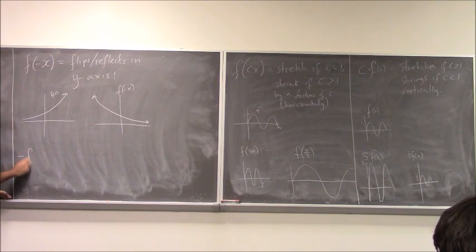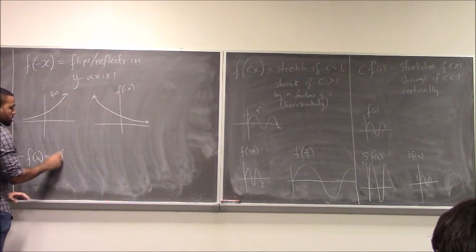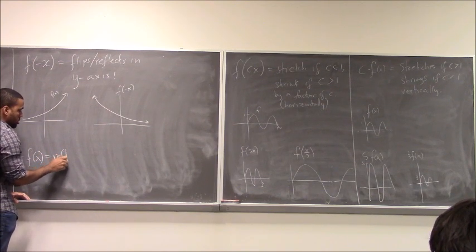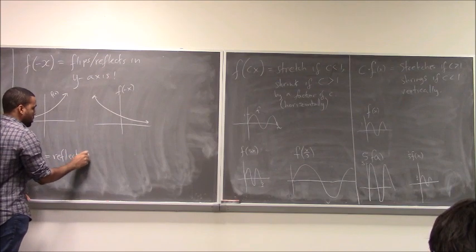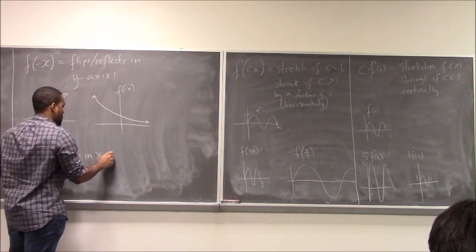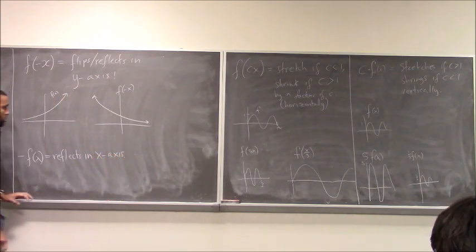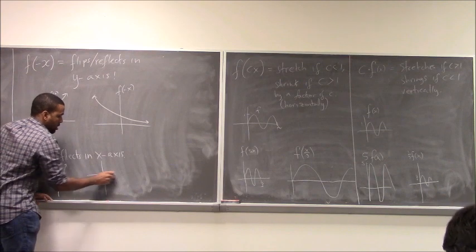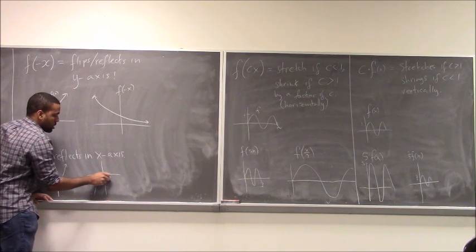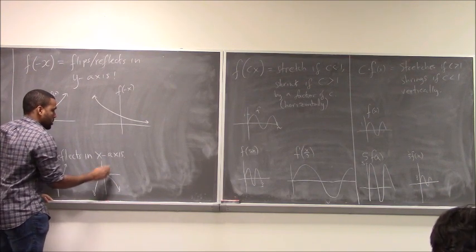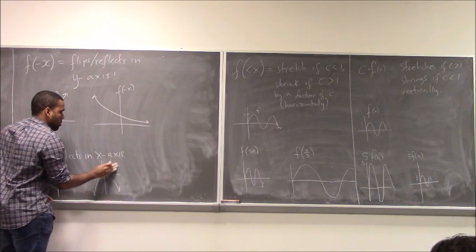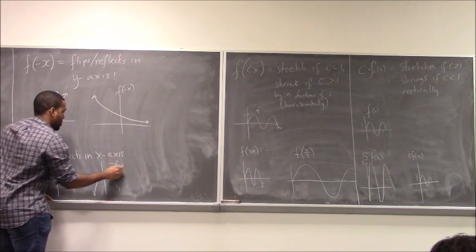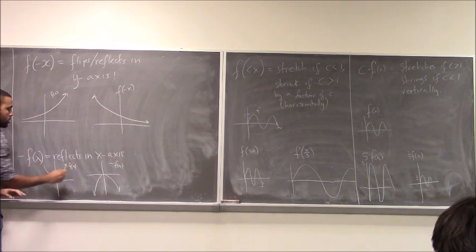If you have the negative on the outside, this reflects in the x-axis. Right, so if my f is something like x squared, then minus x squared is going to actually be flipping upside down. So this is minus f of x. And this is f of x.